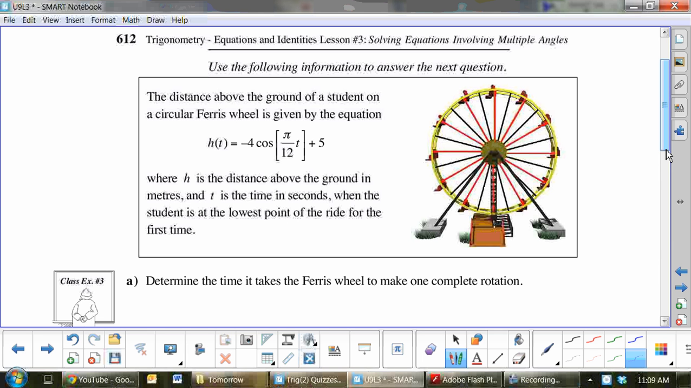Okay, now here is the equation for this Ferris wheel. Okay, Nancy, we got to be paying attention here. Okay? Because the rest of us need to know this, right? I know you do already, but we need to know it.